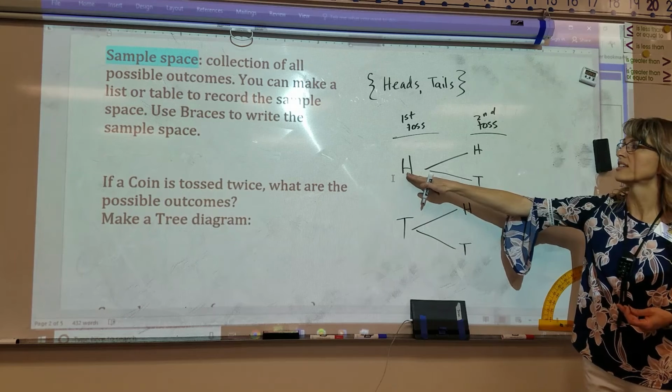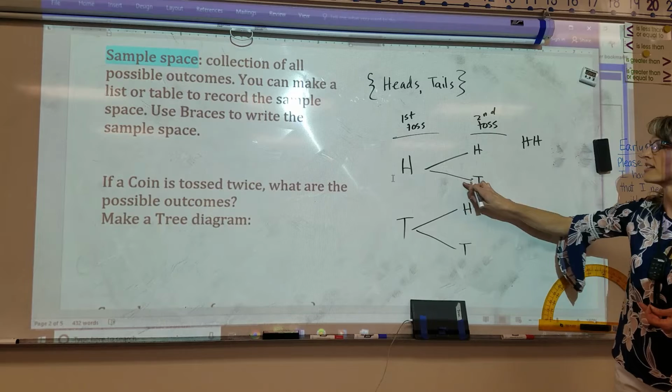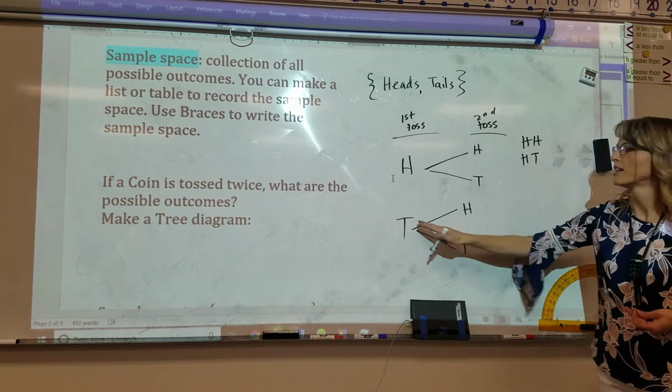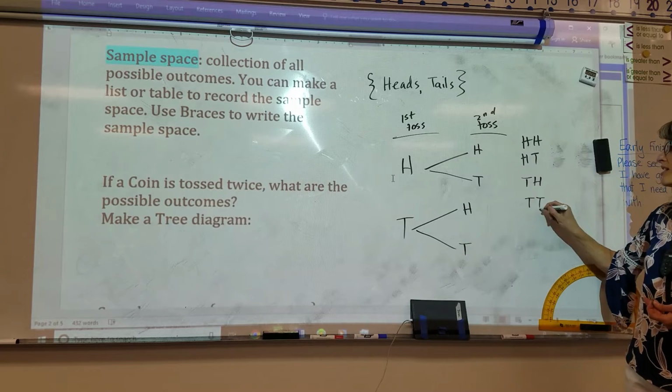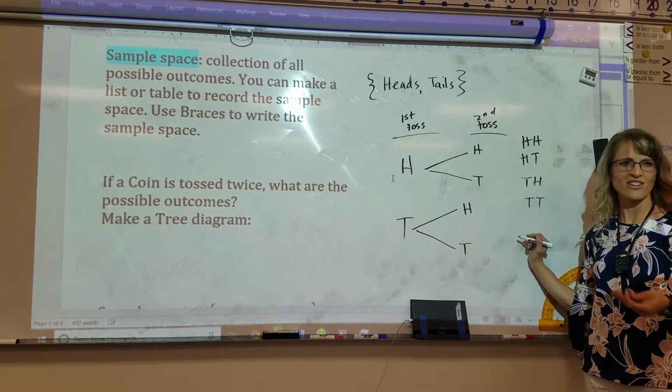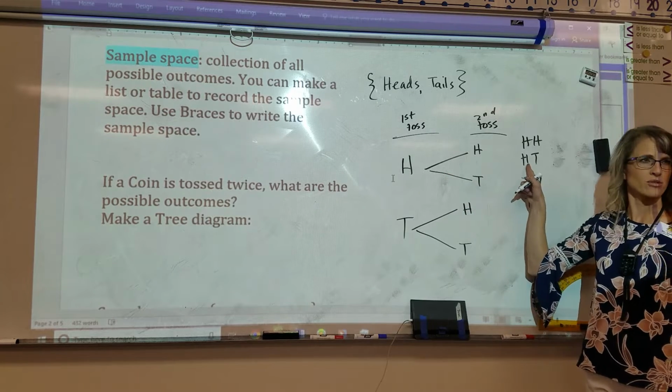We'll go heads, and heads is one possibility. Heads, then tails is another possibility. Tails, then heads. Tails, then tails. Some of my students last year got to the end of the school year and they said, Mrs. Boone, I have no idea how you went from here to here. So I want to make sure everyone's really clear.